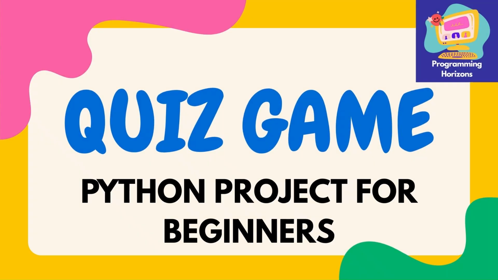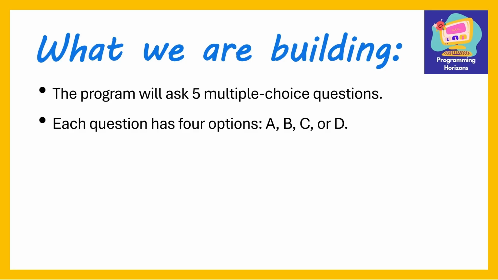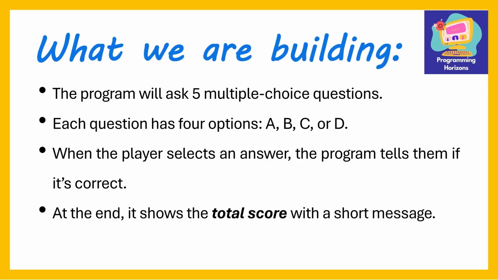Today we are going to build a fun multiple choice quiz project in Python. Here we are building a program that will ask the users 5 multiple choice questions. Each question has 4 options. When the user selects an answer, the program tells them if it is correct. For every correct answer, the user will get 1 point. At the end, the program shows the total score to the user with a short message. Alright, now grab your Python IDE and get started.